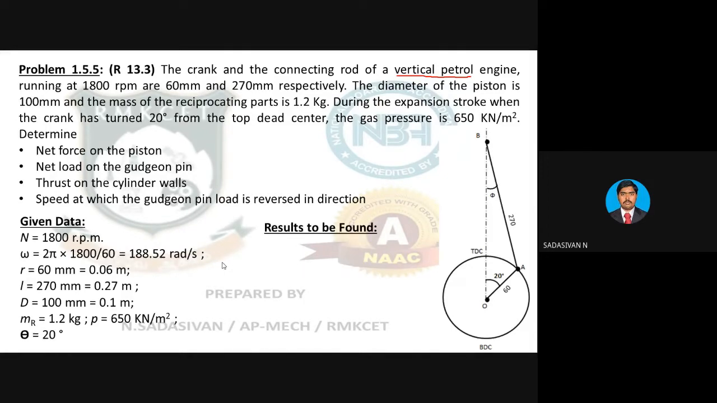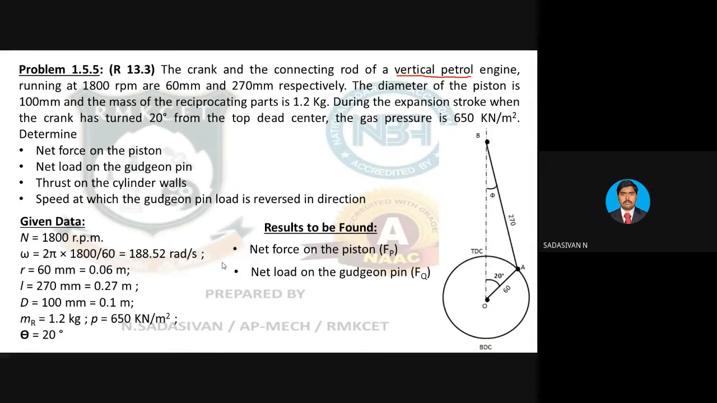So what are all the results I am going to find? Net force on the piston, Fp. Net load on the gudgeon pin, Fq. See here, in this problem, I am writing it as Fq. Whichever is suitable from the given results, you take that. So this force on the gudgeon pin could be Fp or Fq, depending on the question you can choose.